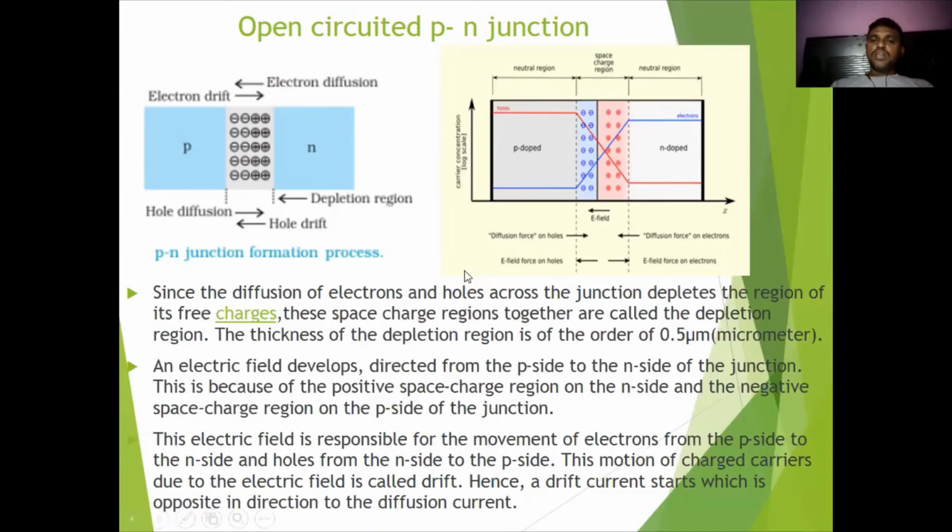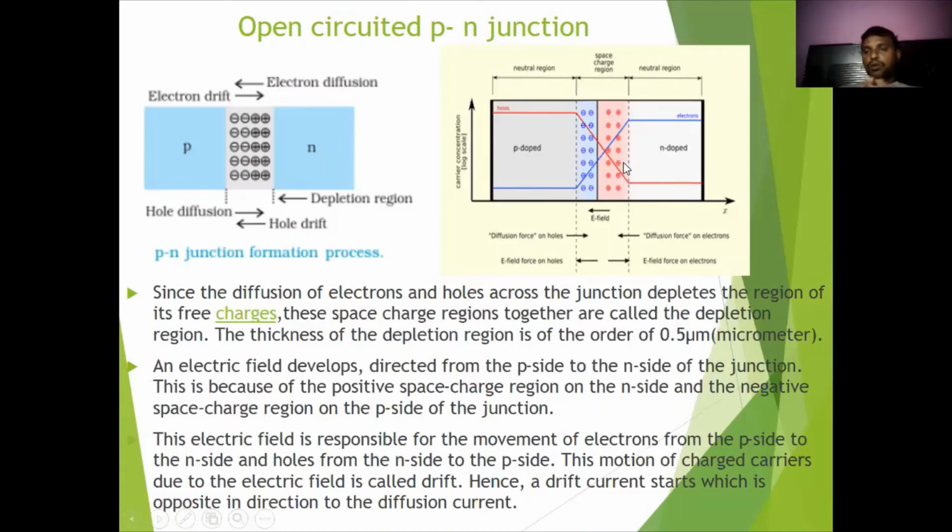So here the diffusion current direction is from p side to n side, but for the drift current, the minority carriers are the electrons, and these will move from p side to n side. So the direction of current is opposite to the electrons, n to p, that is drift current. Similarly, the holes will move from n type to p type, and whatever the direction of holes, we will consider the same current direction. So the minority carrier current direction is from n side to p side, but the diffusion current direction is from p side to n side.